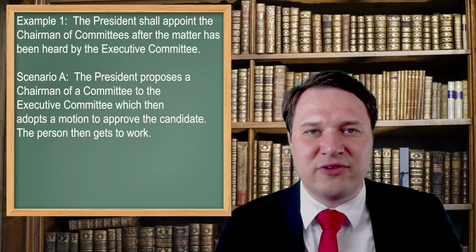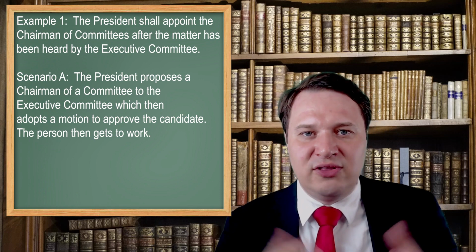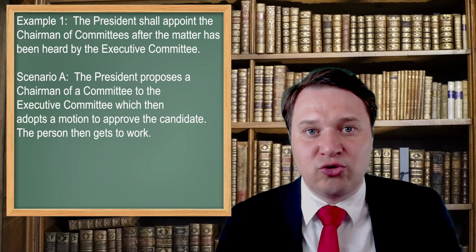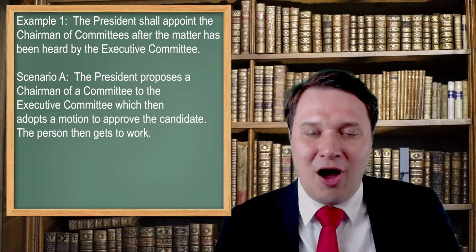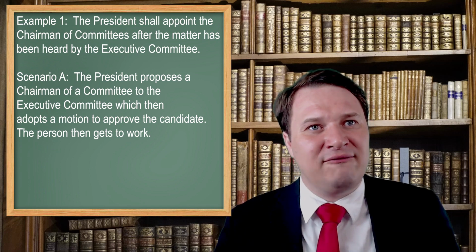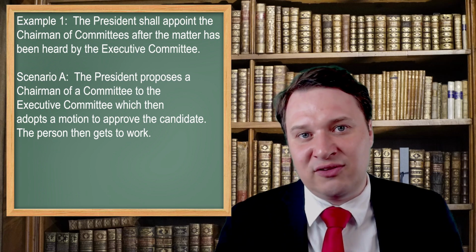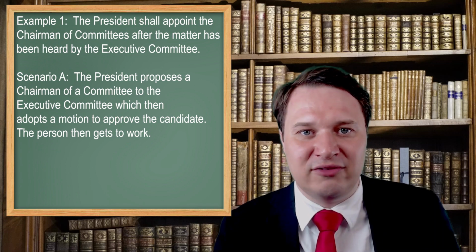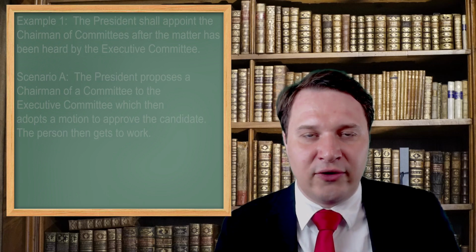Scenario A, the president proposes a chairman of a committee to the executive committee. They hear the person and they make a motion to approve the person. All of that's wonderful. All of that follows what the bylaws say, and I would argue that that vote to approve the person isn't even necessary because the bylaw simply says that there has to be a hearing by the executive committee. Okay, let's look at scenario B.